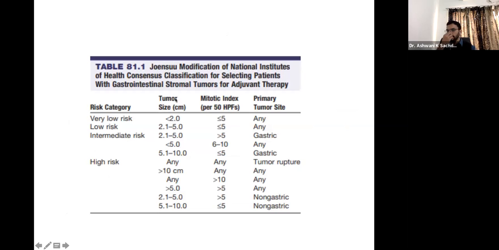So this was another classification system used. This is called Joensuu modification of National Institute of Health consensus classification. It categorized into very low risk, low risk, intermediate risk, and high risk based on the tumor size, the mitotic index, and the primary site. So all tumors with intermediate and high risk, they were advised for adjuvant therapy and only follow up for very low risk and low risk tumors.